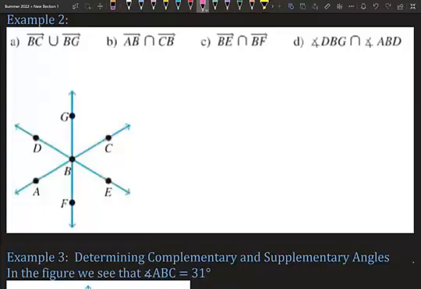Alright, part C. We have ray BE. So B to E. We have a ray. And then we want to intersect it with ray BF. So B to F. Now, where do they intersect? They only intersect at this point right here, which is just a point B. That's not an angle, because we want to know what do they intersect. Not union, intersect. They intersect at B.